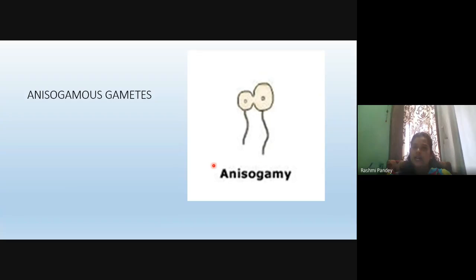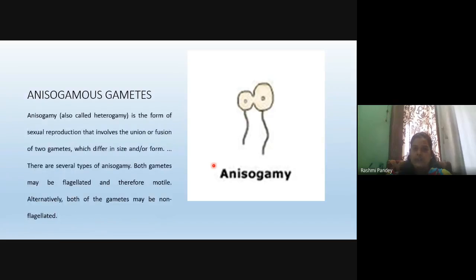So that is anisogamy. It is also called heterogamy, where it involves fusion of two gametes which differ in their size and or form. So there could be different types of anisogamy, flagellated or non-flagellated, or alternatively both non-flagellated, but they differ in their sizes and morphology. That is anisogamy.